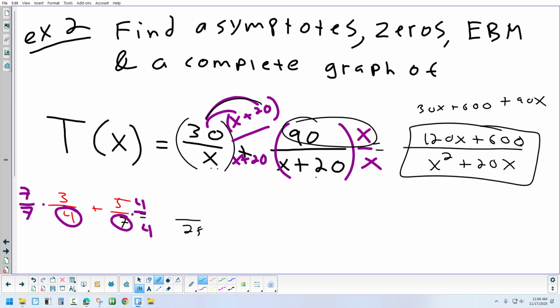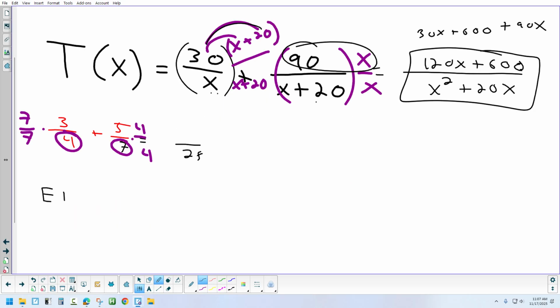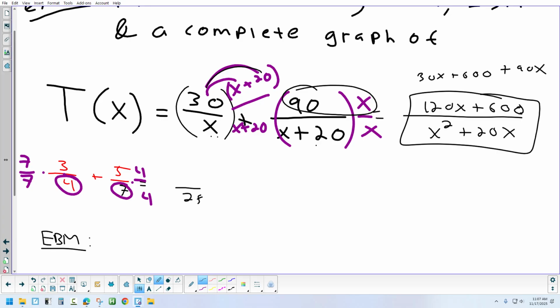The reason I did that is because some of these things that they want us to find, it's easier to have these two things together as one fraction. For some of them, having two fractions would be fine. Let's start with the EBM. How do you find the EBM of what's in that black box?